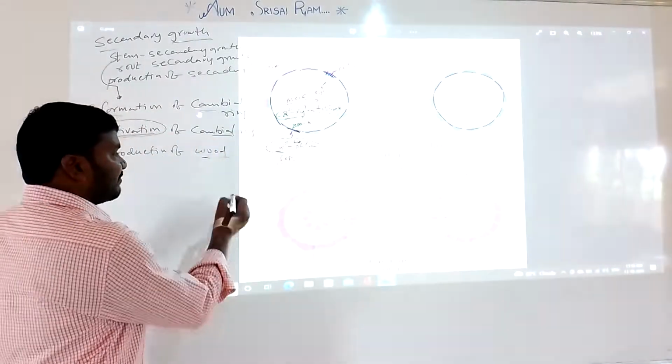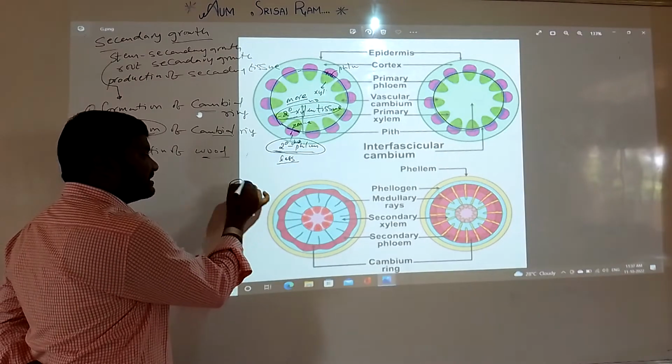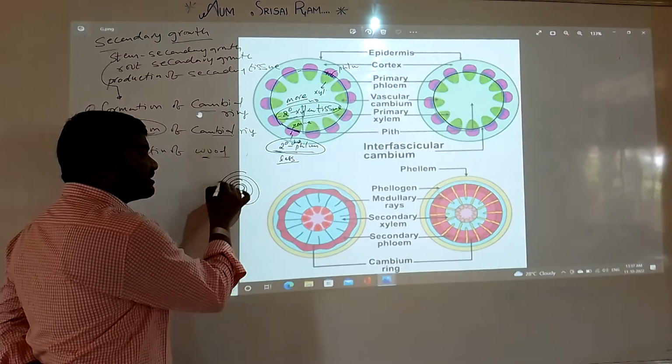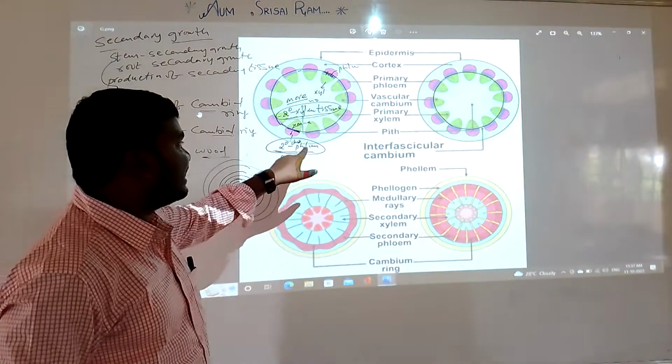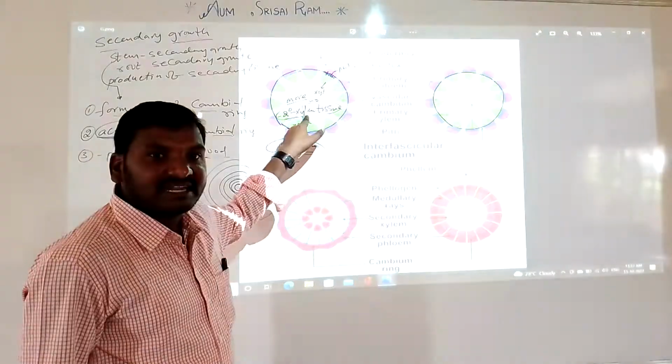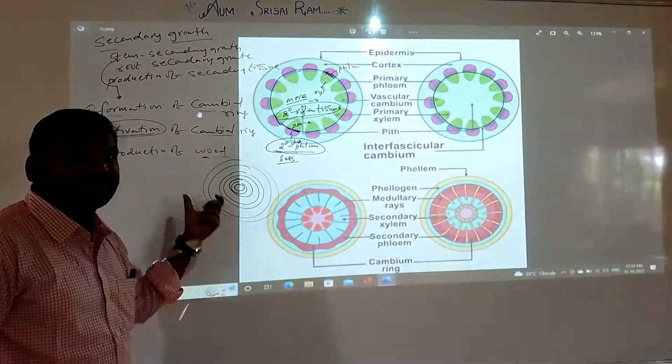Okay? For example, a stem is present like this in the first year. Next year it grows this much size, next year it grows this much size, and next year this much size. Because what is happening here? Secondary phloem and secondary xylem are increasing, and that is responsible for the increment of the stem.